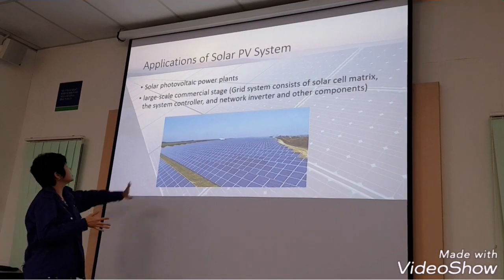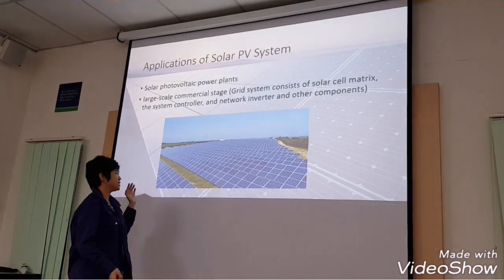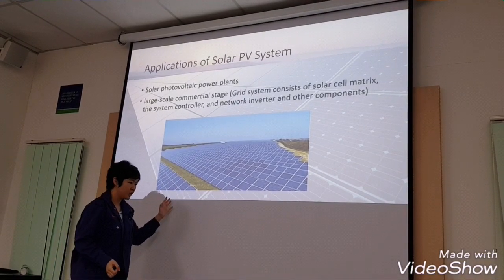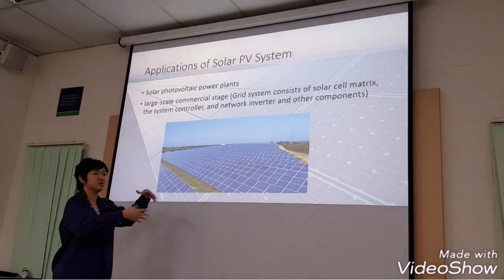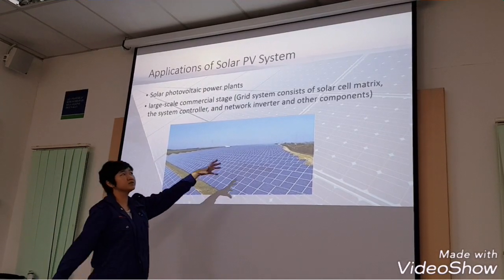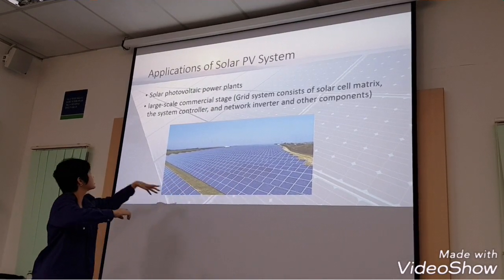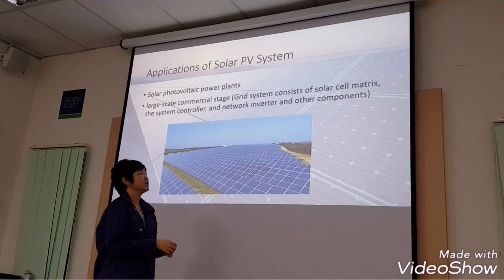The next is the solar photovoltaic power plant. This plant is usually large-scale, at a commercial stage. The grid system consists of a solar cell matrix, the system controller, and also the network inverter.